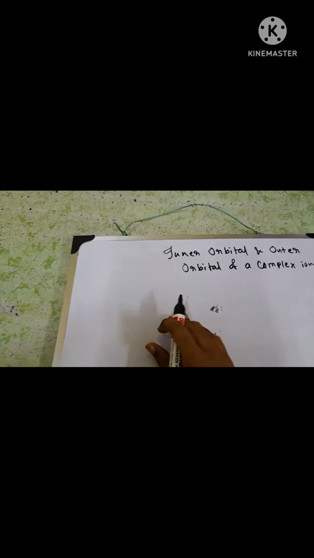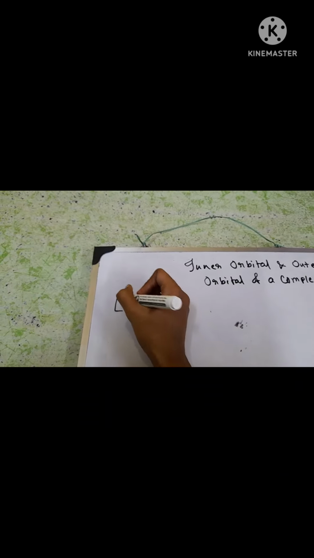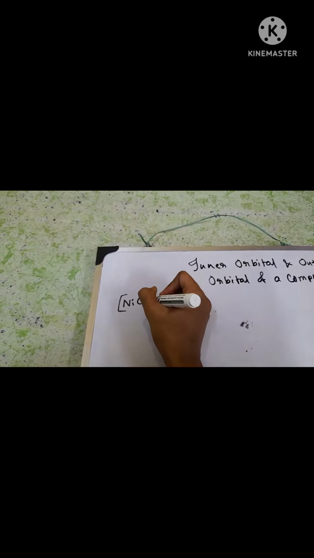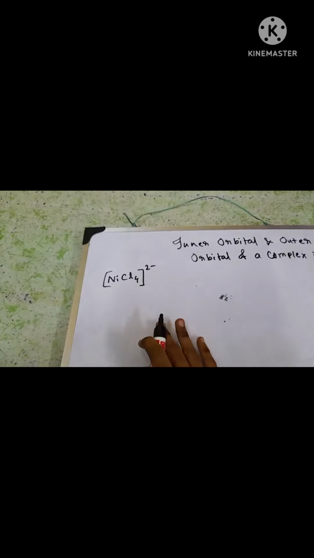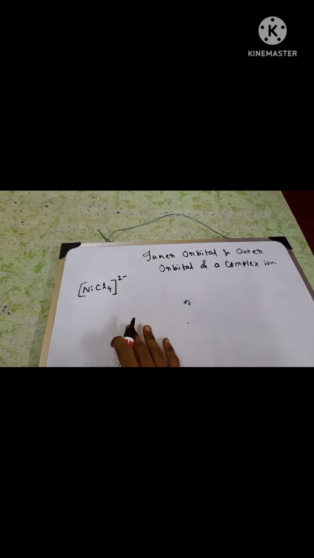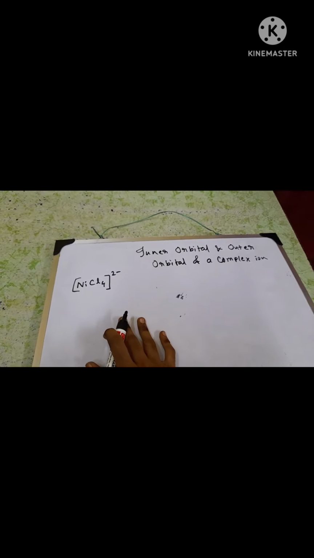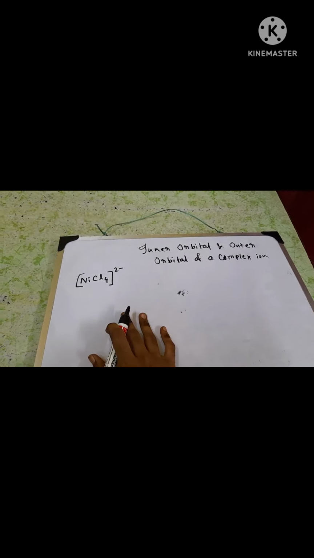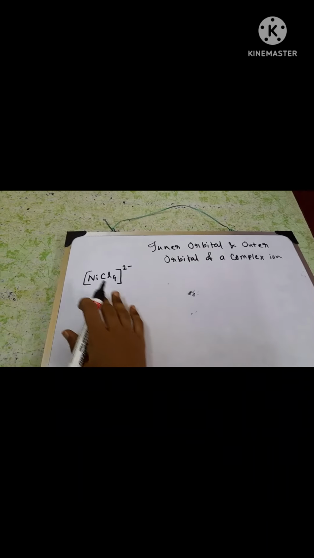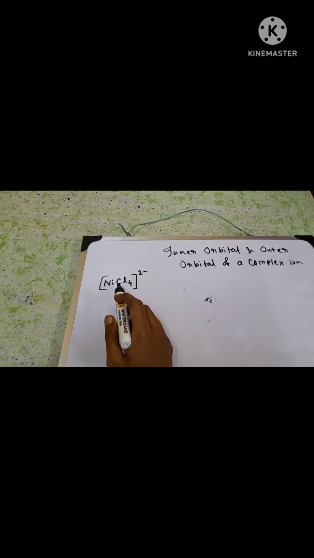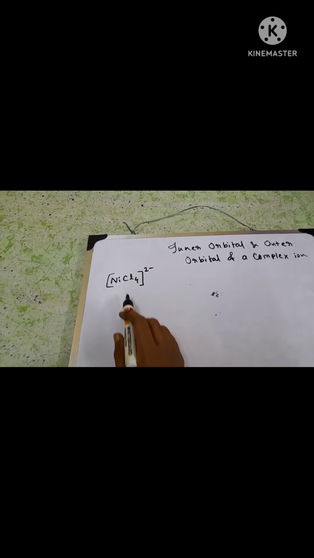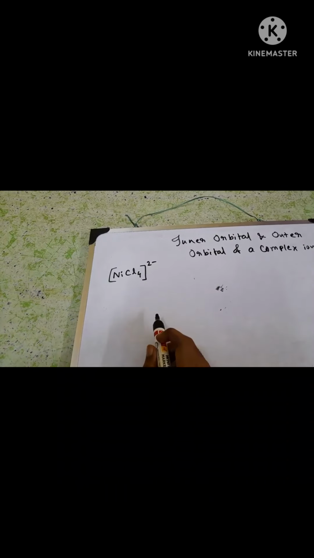So first I am taking this complex compound. Here it is. I hope you are able to see the board clearly. So here is the first example I have taken. It's a complex compound where 4 chlorine atoms are connected with the central metal ion nickel through coordinate bonds.